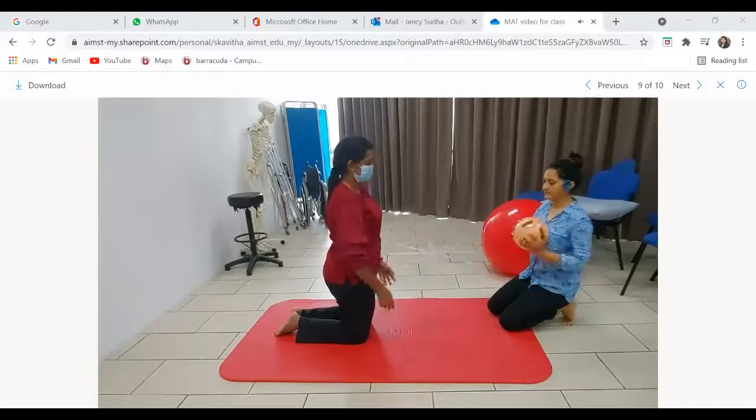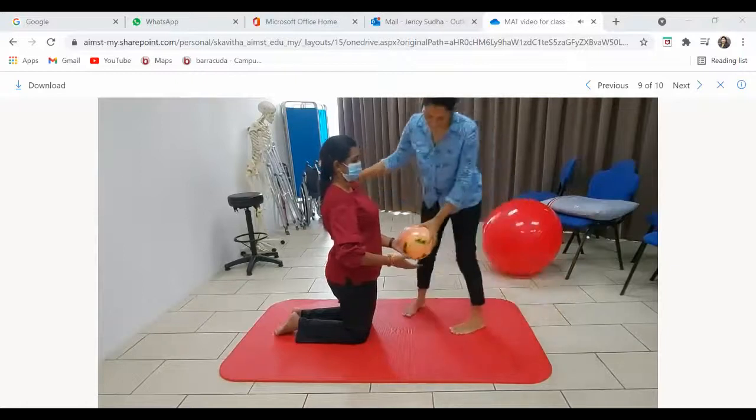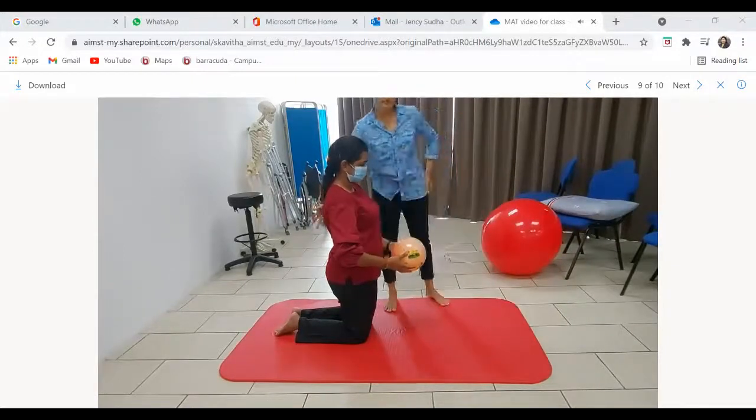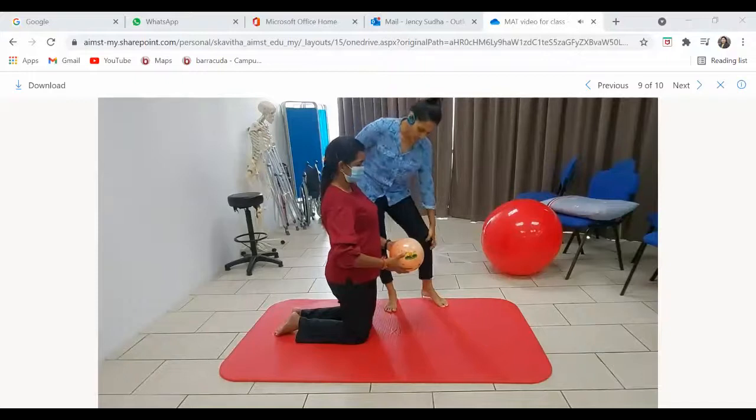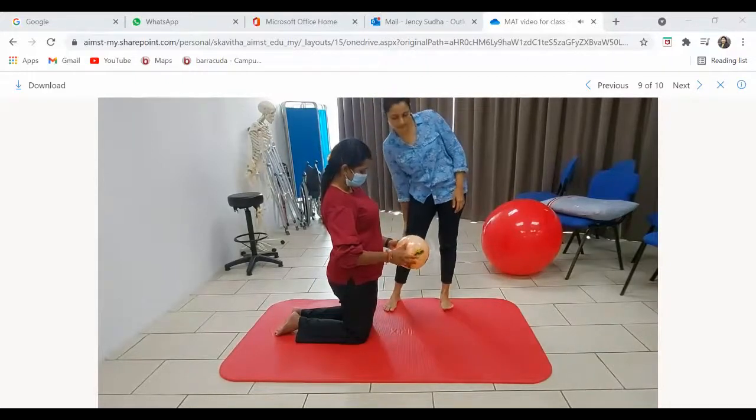Throwing activity. Yeah, very good. But I still advise someone to be there always beside her and put a gait belt when you're doing that, so that you don't... Balance is something, anytime they can fall. You never know. Safety is very important.